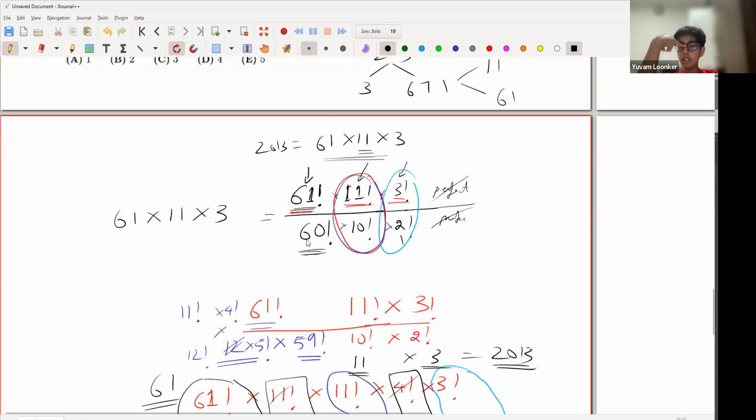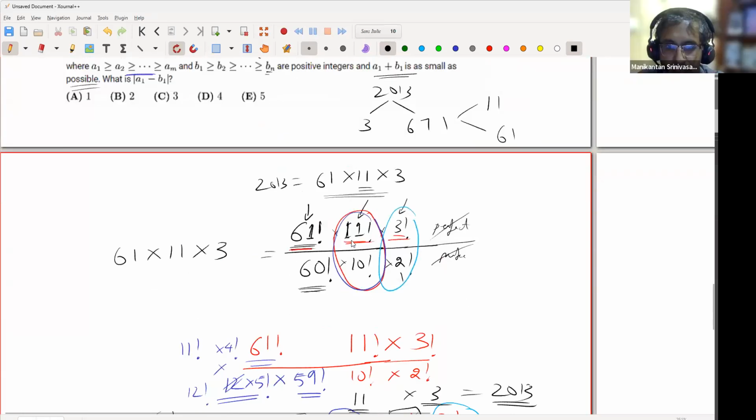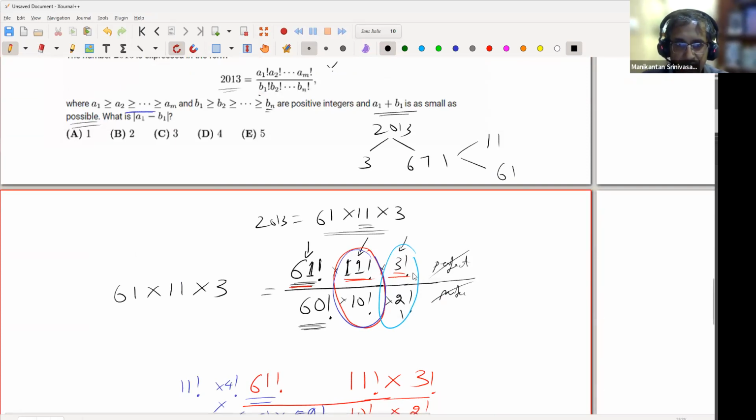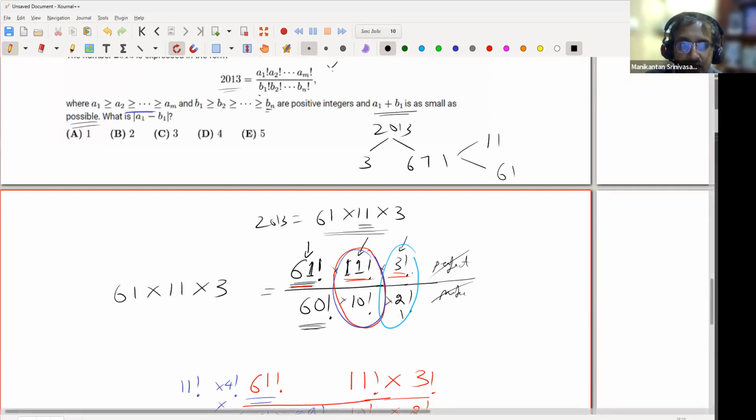Okay. So what's the answer? So yeah, 61 and 59. And sorry, I didn't finish it. So yes, therefore the answer is 2. We cannot go below 59. Why can't we go below 59? Because 59 is prime. 60 was not prime. Therefore, we could break it into 5 and 12 and plant things for cancellation. But 59 is prime. I cannot break it down.